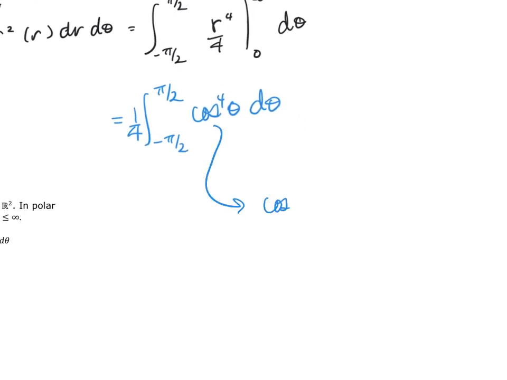So I'm going to write the cosine to the fourth of theta as equaling the cosine squared of theta, the quantity squared. And then I'm going to use the power reduction formulas from there so I can make my integrations pretty straightforward.